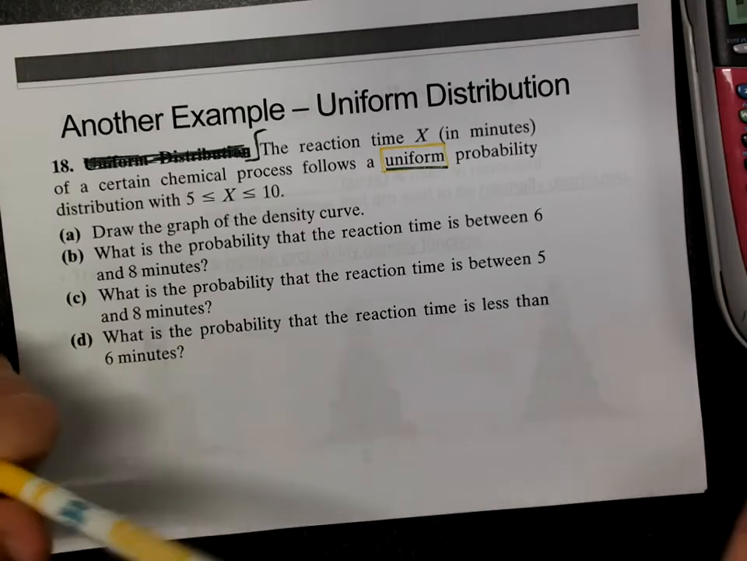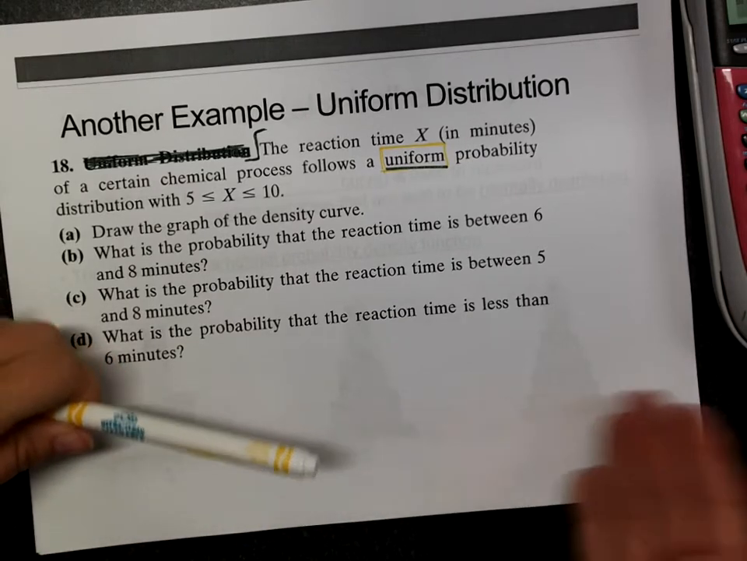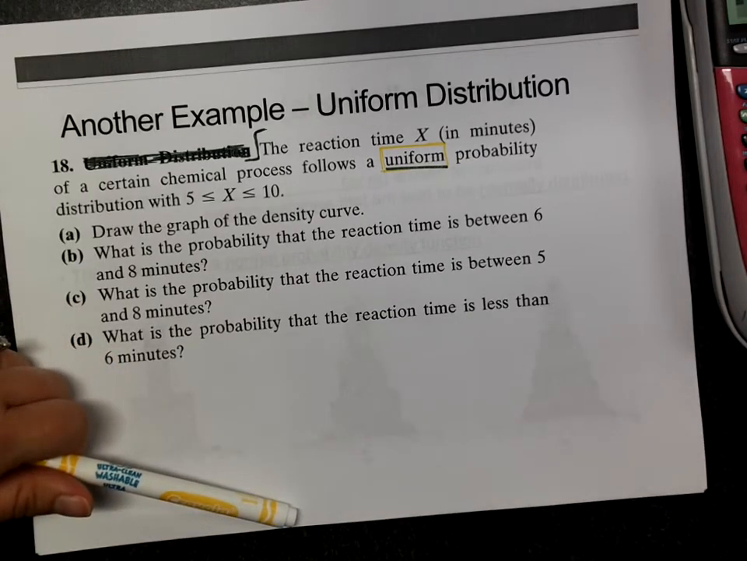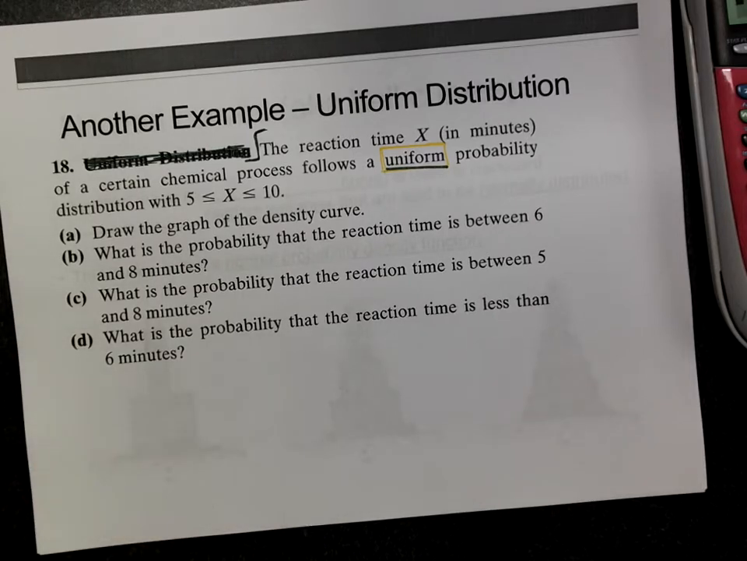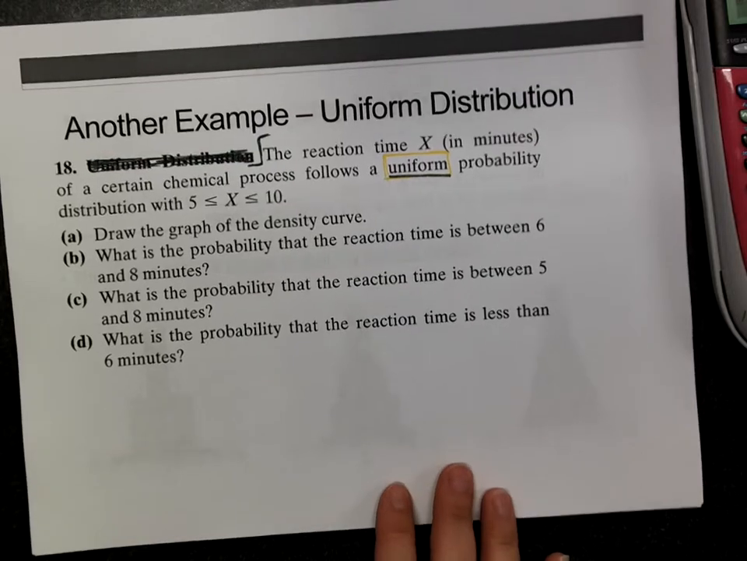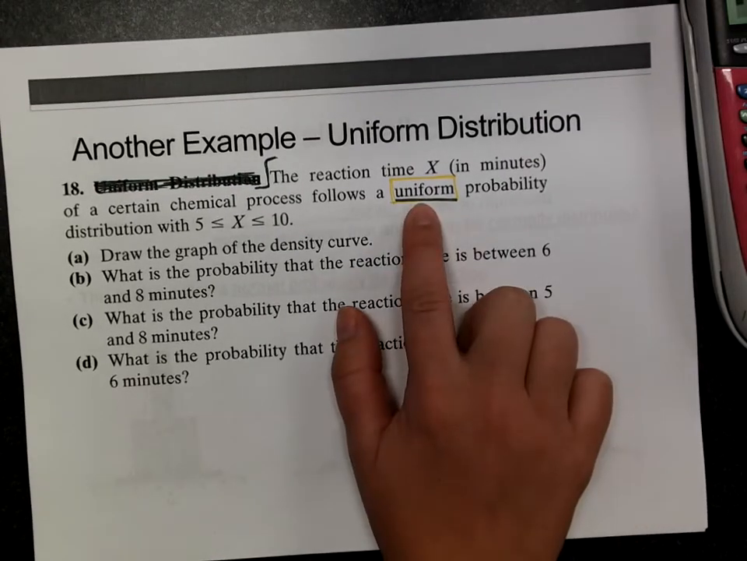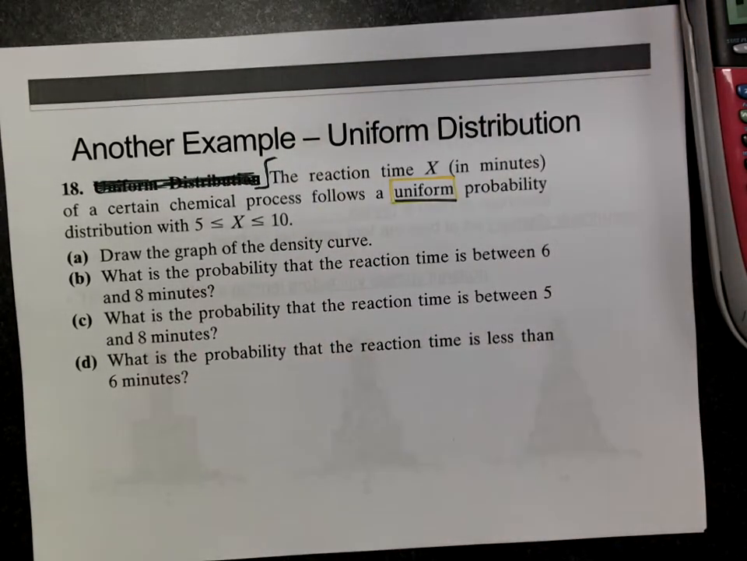Are you looking for binomial back in chapter 6? Are you looking for uniform? And later on we're going to do normal, and that will be different. So look for those key words when you're reading the problem so that you know what type of approach to take. When you see the word uniform, you can draw your rectangle.